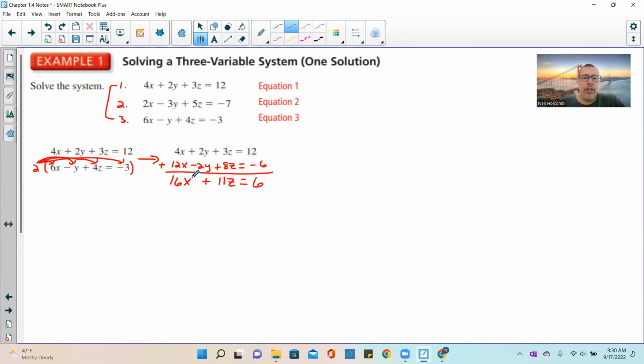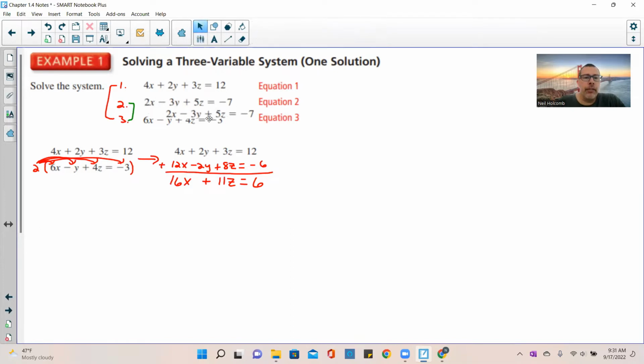Okay, so I got an equation and there's no y's. There's an x and there's a z. Great. Now I'm trying to just use the two equations that the book used. And so then the book goes to, they use 16x plus 11z. And what other equation are they using? Okay, they use 2 and 3. So I'm going to use 2 and 3 as well.